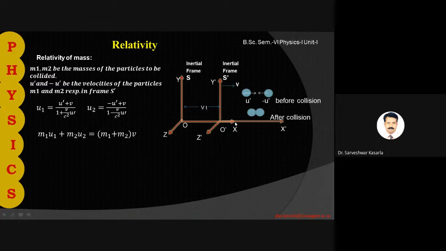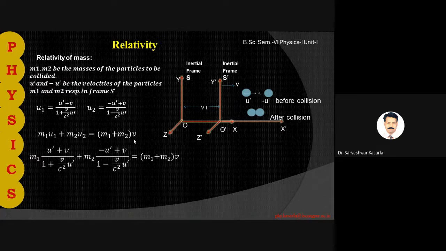Now within the frame S dash, after collision, this combined mass will be stationary at the time of collision. This will be stationary, but with respect to this frame, both masses are moving with velocity v. So therefore this is the momentum before collision and this is the momentum after collision.